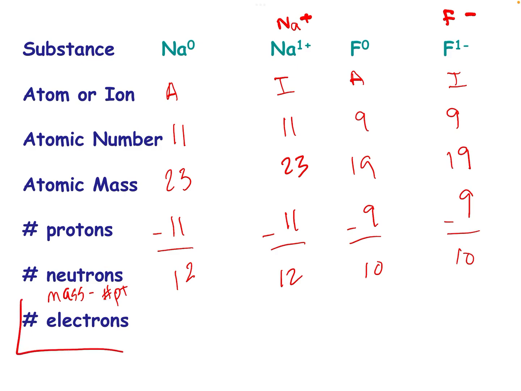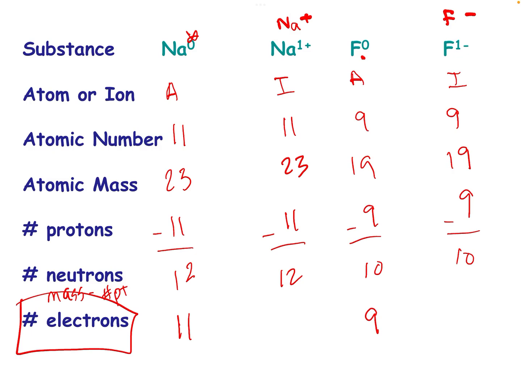Okay, so the only difference now should be in electrons. If they are neutral atoms, my atomic number is 11, so I should have 11 electrons. My neutral fluorine atom, 9 protons, 9 electrons.